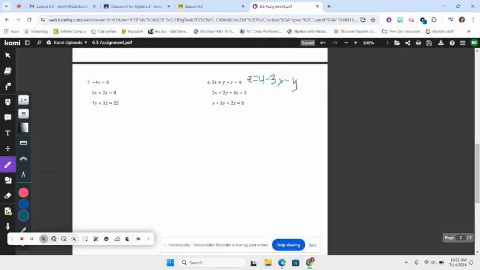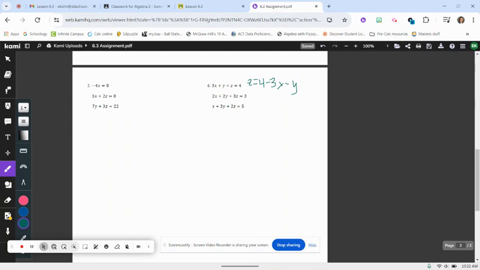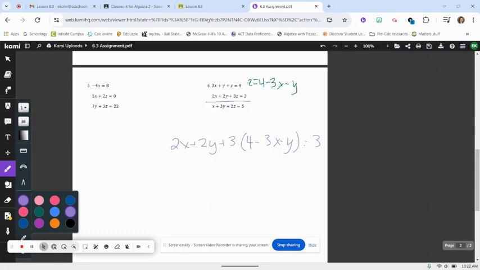Okay, now I'm going to use that to substitute in for z in both of the other equations. So in the second equation here, I'm going to substitute in for z, so I'm going to take 2x plus 2y plus 3 times 4 minus 3x minus y equals 3, and then I'm going to simplify this all out, okay? So I'm going to have 2x plus 2y plus 12 minus 9x minus 3y equals 3. Combine all the like terms, so negative 7x, and then negative y, and then 3 minus 12 is negative 9.